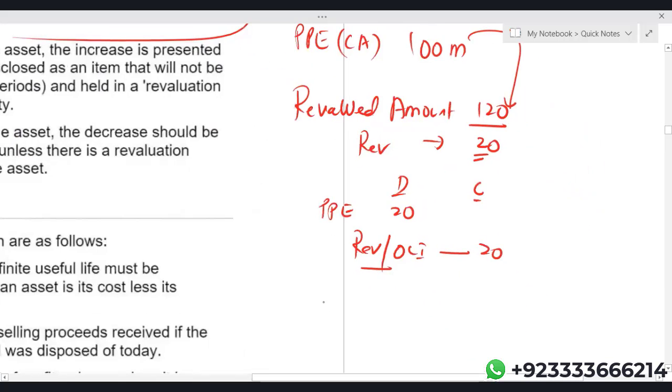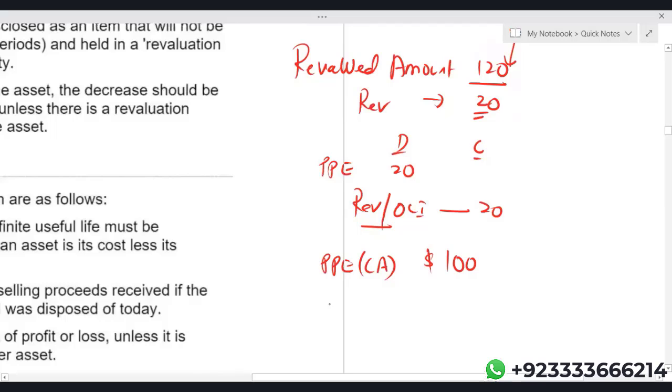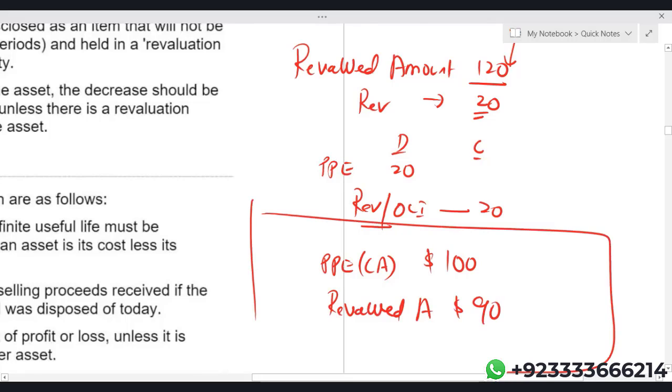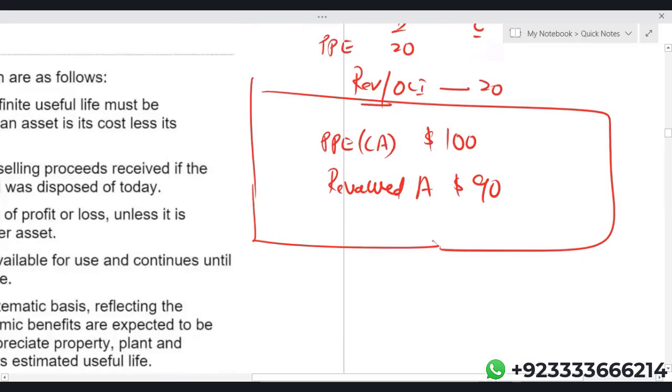There's one more possibility. Let's say property, plant and equipment carrying amount is 100 million, and we want to revalue the asset first time. Assuming, I'm just assuming, that the revalued amount is 90 million. And previously this asset was not revalued at all. This is the first time. So when you are revaluing the asset first time and instead of an increase in the value of the asset, there is a decrease, let's say a decrease of 10 million, this 10 million will go to the income statement. And logically that 10 million is your impairment loss.